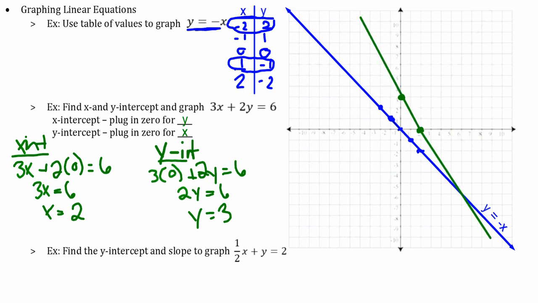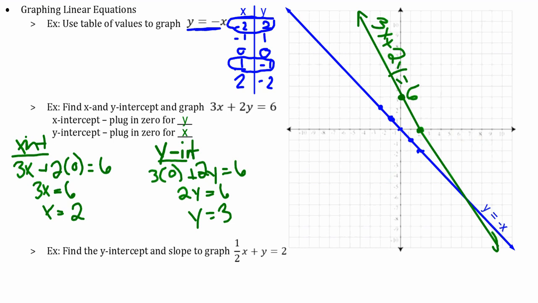Okay, go back down this way in the same kind of direction, make it nice and straight. And we want to make sure that we've got arrows on the ends. And we'll label this guy as well. So this is 3x plus 2y is equal to 6.